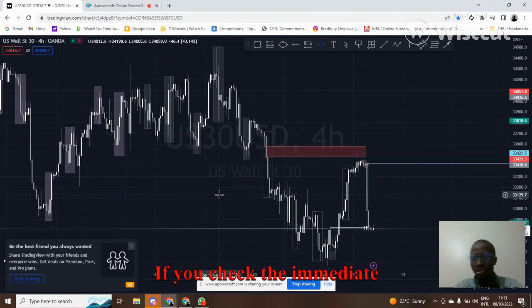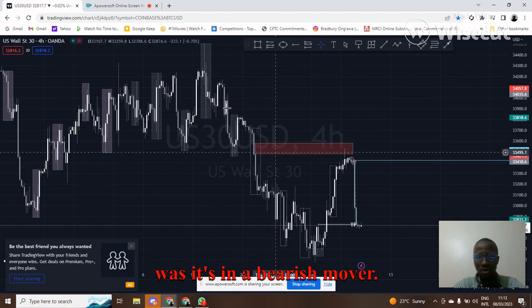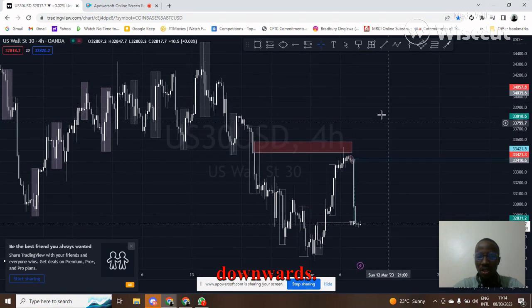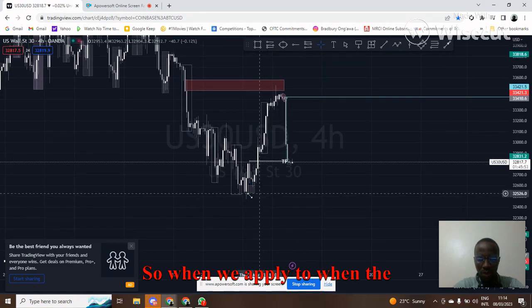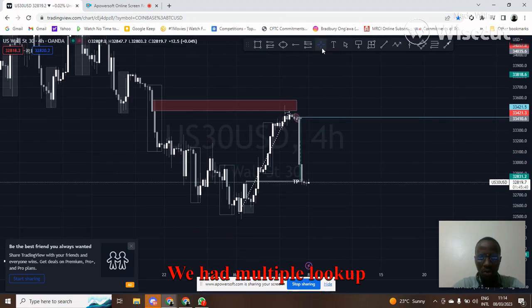If you check the immediate structure, we can see the US30 is in a bearish move. That can be evidenced by this one here. You can see we've been trending downwards. So when the market approached this zone, you can see we had multiple breakout structures.